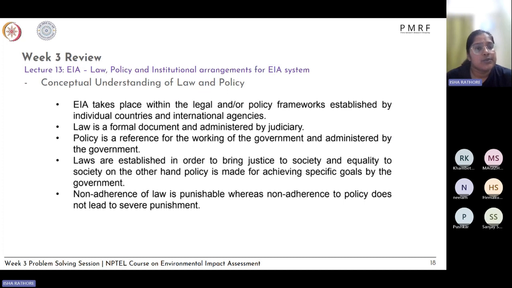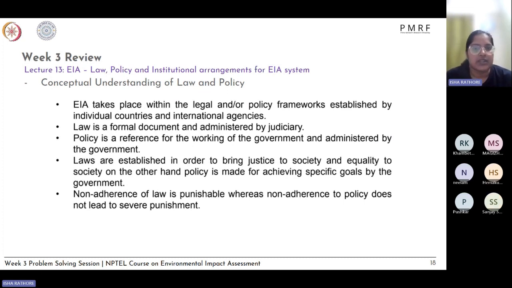Then also conceptual understanding of law and policy. Law is any formal document which is administered by a judiciary, which can be judged basically, and policy is a reference document for the working of government and administration, which is administered by the government. Laws are established in order to bring justice and equality to society, and policy is to achieve specific goals by the government. So this is the differentiation between law and policy.